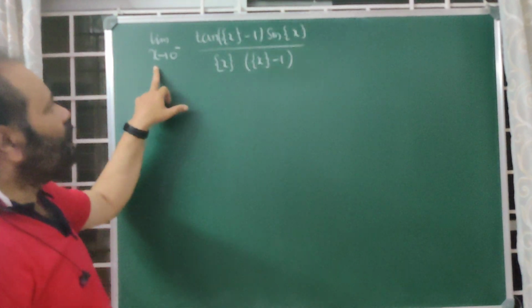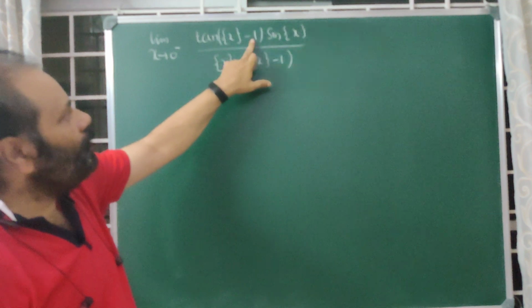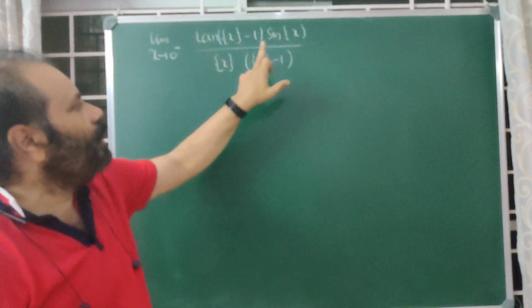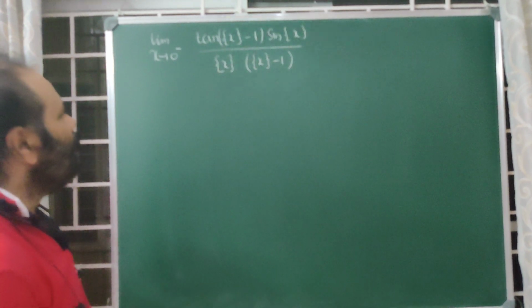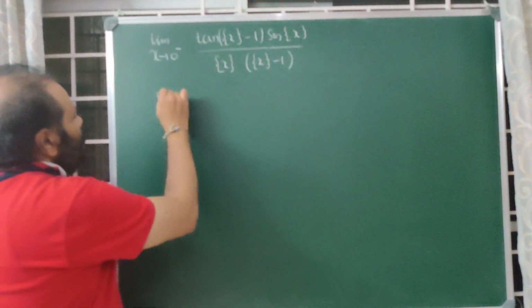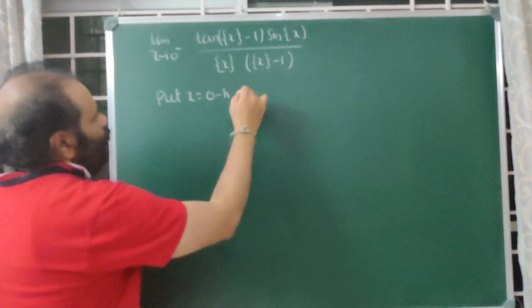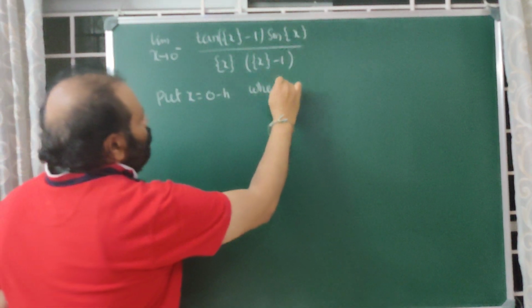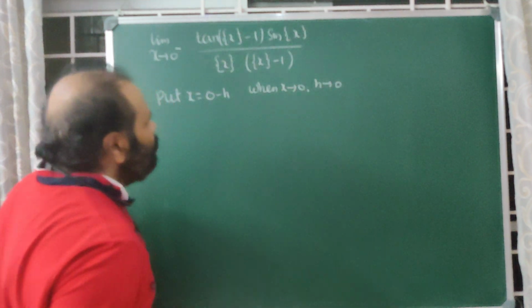Question. Limit x tends to 0 minus of tan of (fractional part of x minus 1) into sin of fractional part of x, divided by fractional part of x into (fractional part of x minus 1). So, put x equals 0 minus h. When x is tending to 0, h is tending to 0 from the positive side.